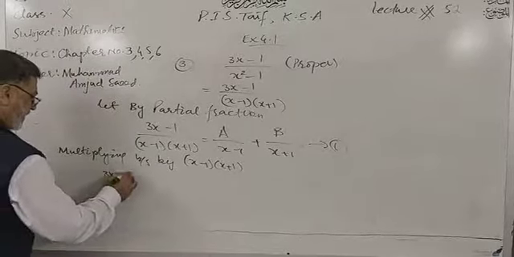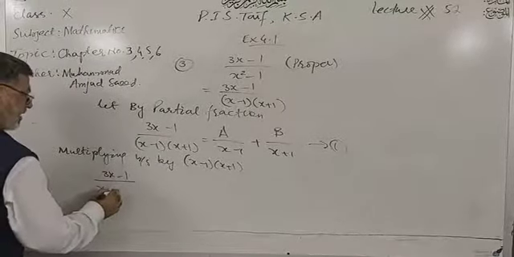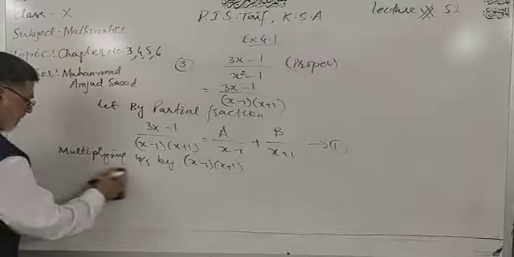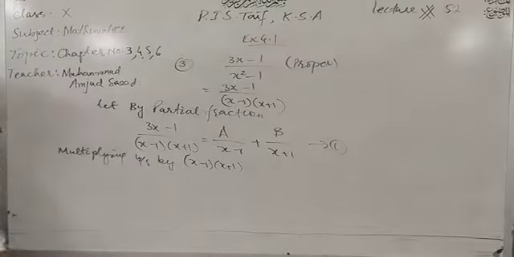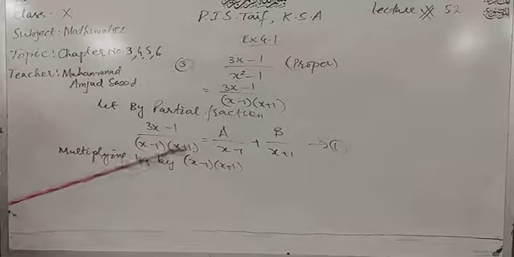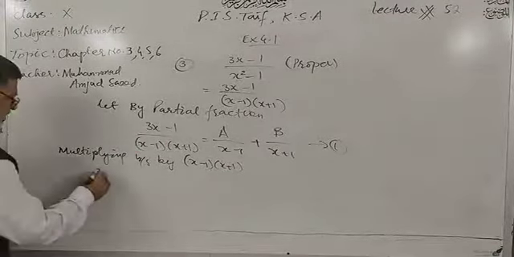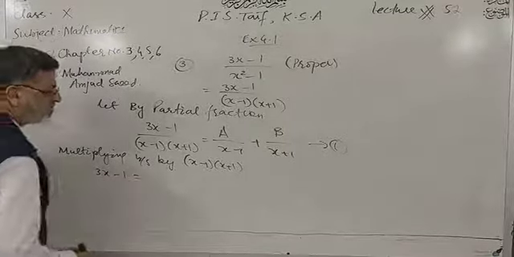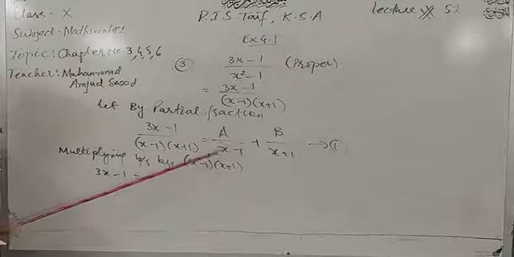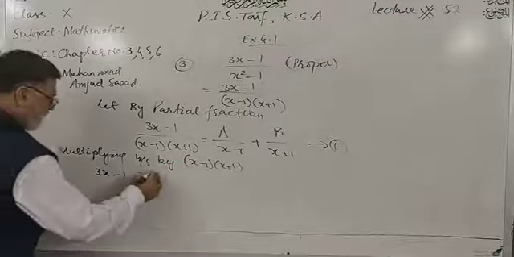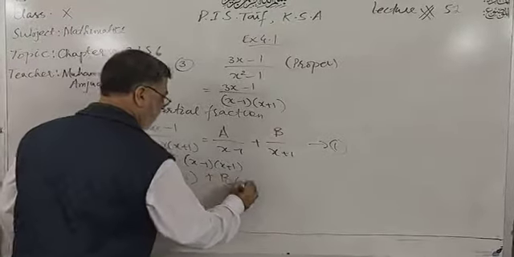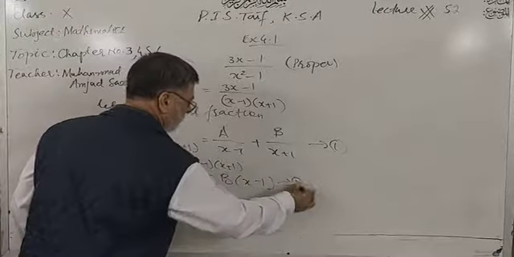Here we will have 3x minus 1. If you multiply this term by this one, these two are both cancelled out. We are left with 3x minus 1. If you multiply this by x minus 1, x plus 1, x minus 1 cancelled out, and we are left with x plus 1. Similarly, b into x minus 1, that is equation number 2.